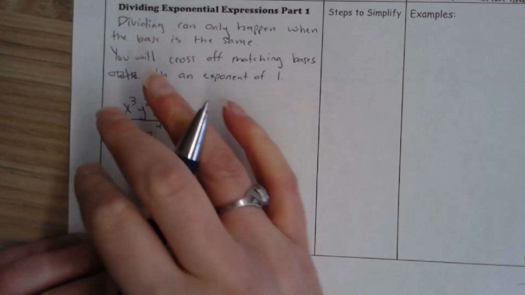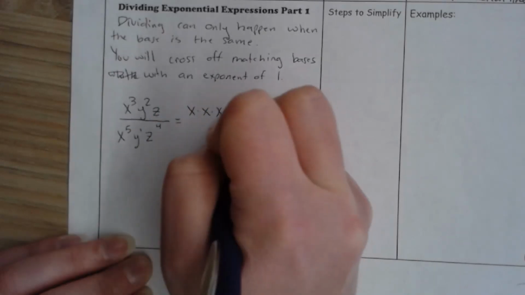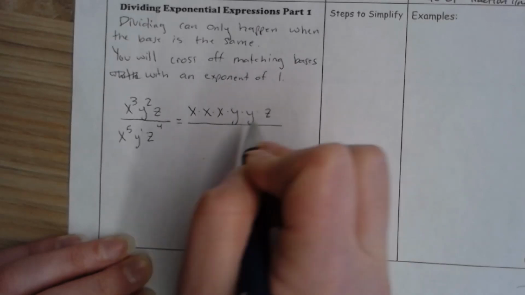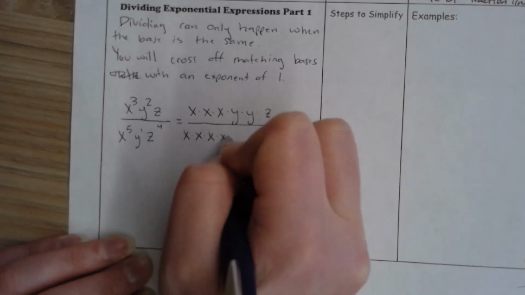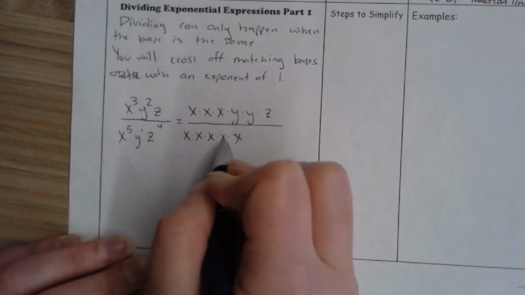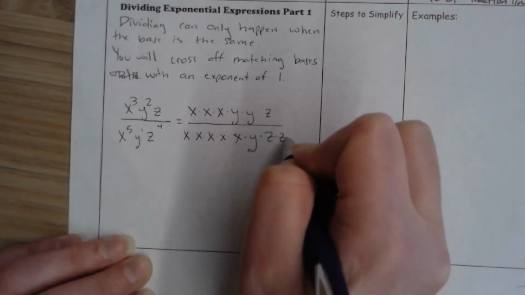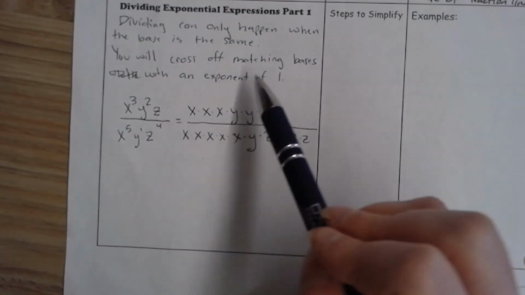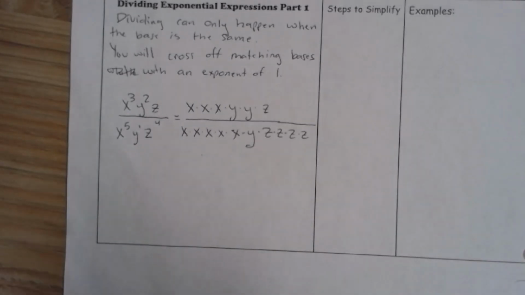What we're going to do is we're going to rewrite this out. So x cubed is x times x times x times y squared is y times z. So that's my top or numerator. The bottom or denominator is x times x times x times x times x. So 1, 2, 3, 4, 5 x's, 1 y, and 4 z's. Okay, so if you notice, each one of these bases have an exponent of 1. Now that they have exponents of 1, what we could do is go ahead and cross those out.